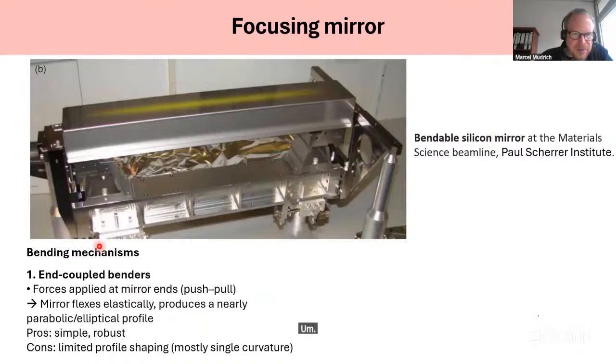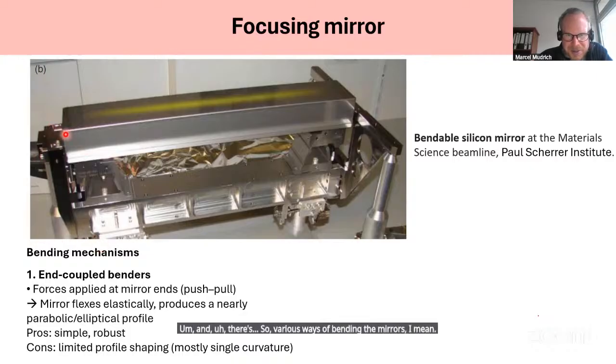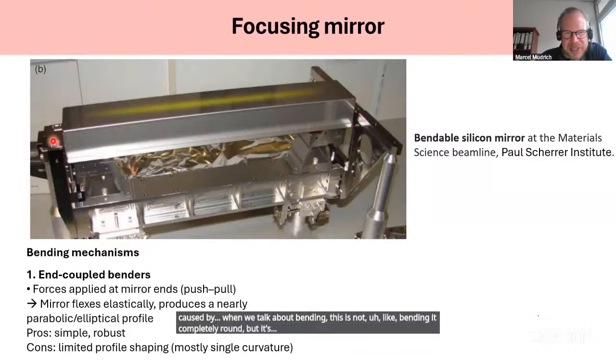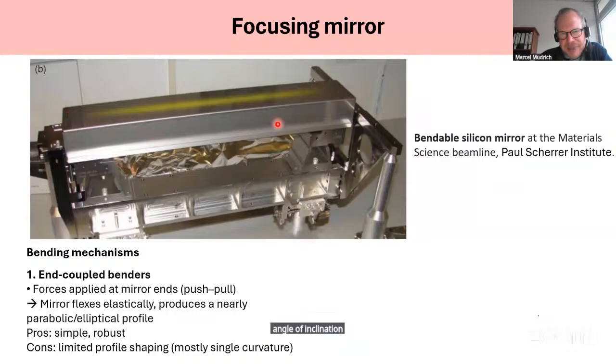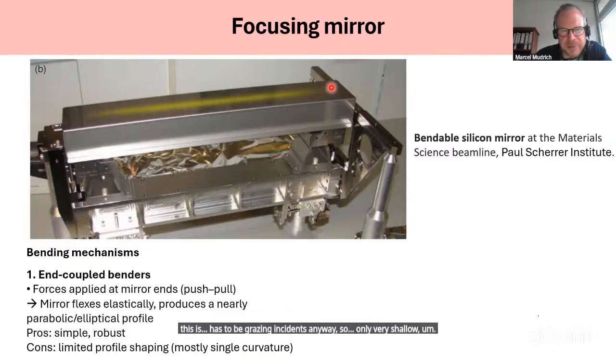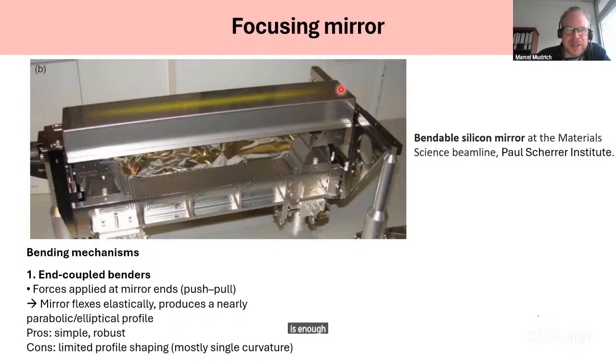And there's various ways of bending the mirrors. Of course, when we talk about bending, this is not like bending it completely round, but it's bending only fractions of a degree of angle of inclination, right? Because we have seen this has to be grazing incidence anyway, so only very shallow curvature of the mirror is enough to already change the focal length significantly.